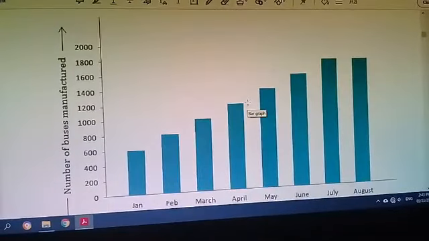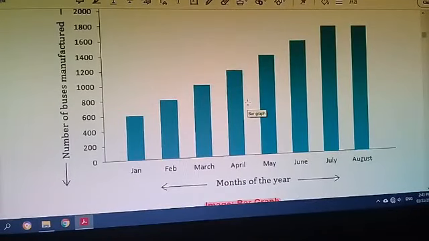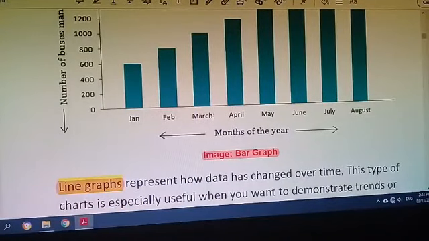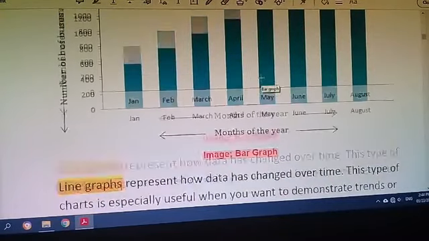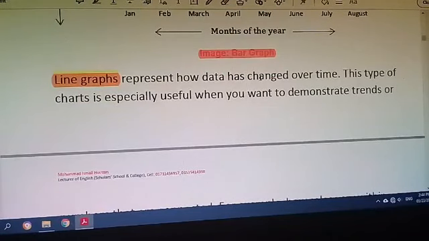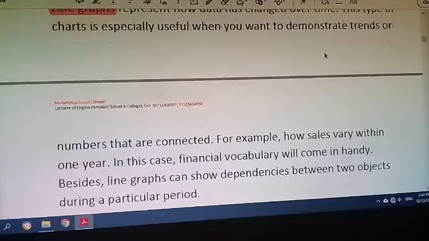Okay, here you can see a bar graph. Look, this is a bar graph. And here you can see the number of buses manufactured, or here you can see January, February, March, April, May, June, July, August, this way. And you will write something by following this, it is bar graph. Now you can say line graph. You can see it represents how data has changed over time. This type of chart is especially useful when you want to demonstrate trends or numbers that are connected.